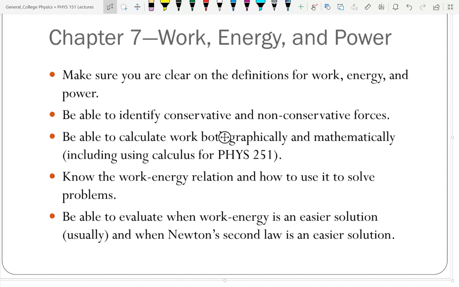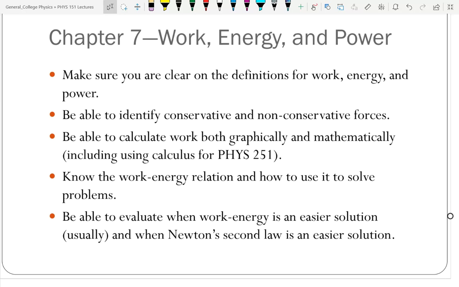But as I said in class, in a case like an elevator, as the elevator is going up or down, the normal force is doing work. So you can't simply take the blanket statement, the normal force does no work.